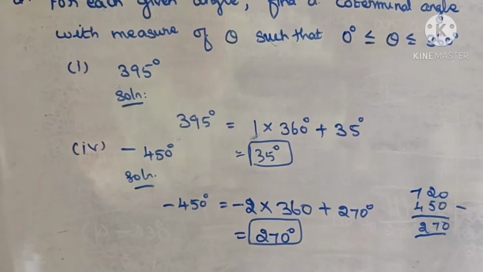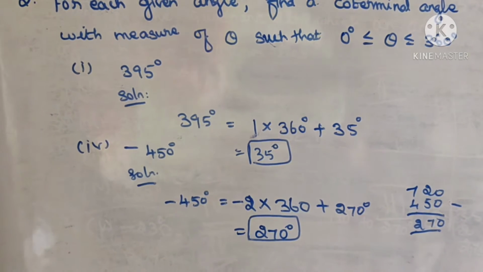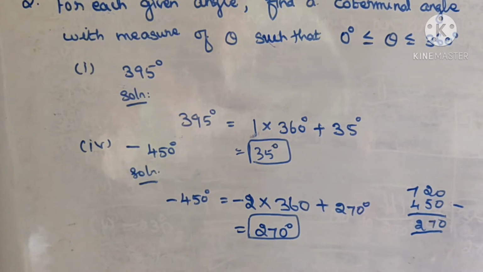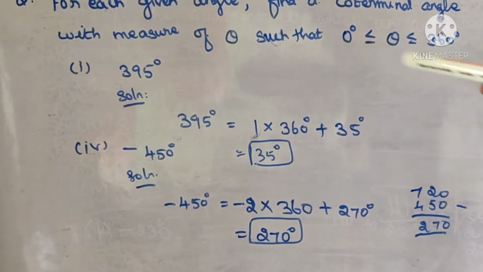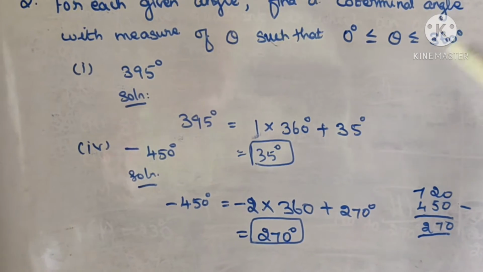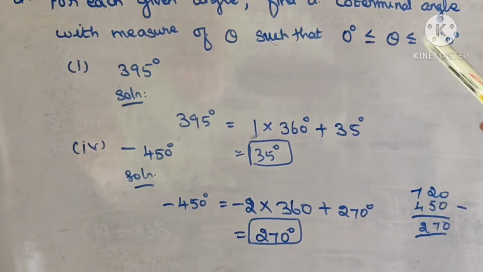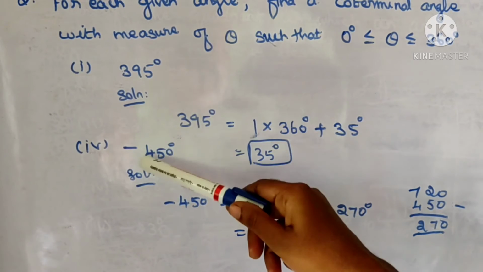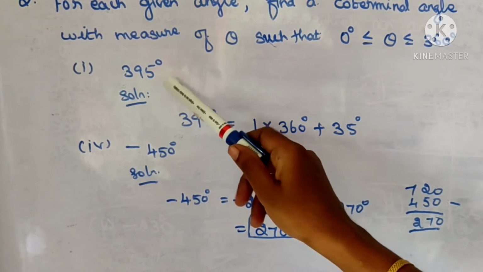Second question. For each given angle, find a coterminal angle with measure theta such that 0 degree less than or equal to theta less than or equal to 360 degree. Listen, the first part and the fourth part. The remaining parts you do it.